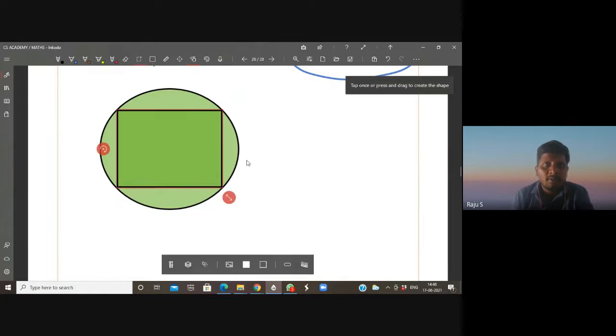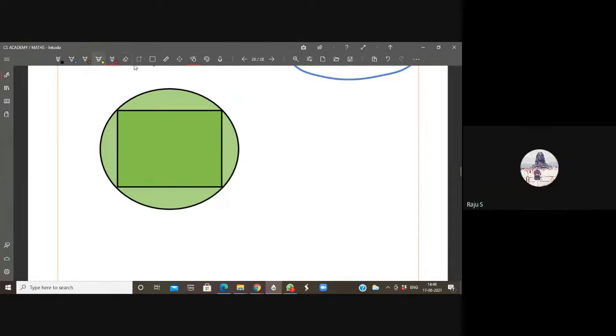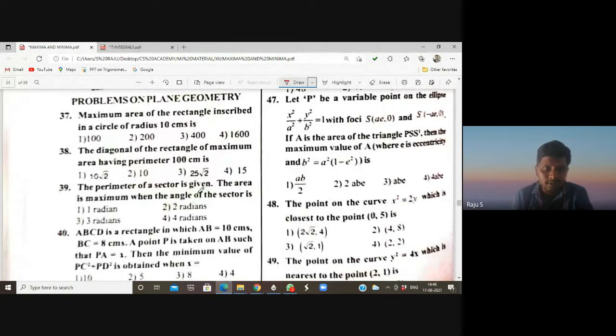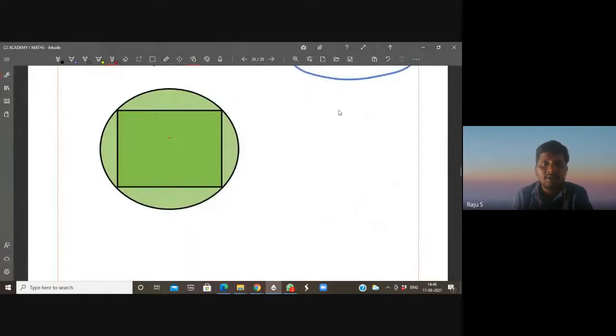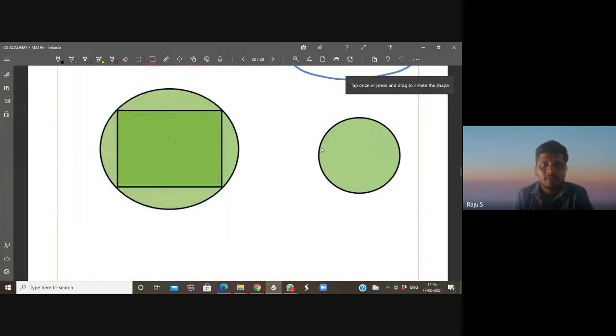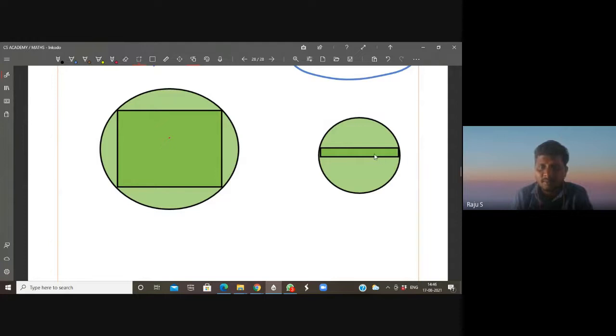The maximum area of a rectangle means: every square is a rectangle, but every rectangle is not a square. I'm taking a square. A square is also a rectangle. So the maximum area is given by the square. The maximum area of a rectangle inscribed in a circle is given by the square alone, not a general rectangle. I already explained this point clearly. This is the circle; when I take the rectangle, this is a rectangle. In both cases, which has the maximum area, rectangle or square?